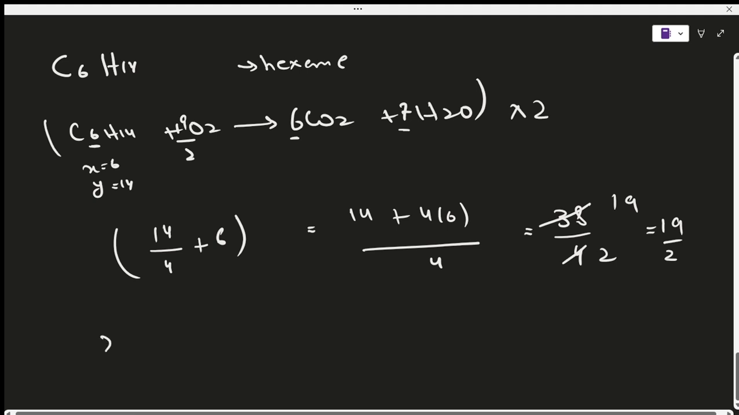So this comes as 2C6H14 plus 19O2 and 12CO2 plus 14H2O. And this is how you write equations for the combustion reactions of all alkanes.